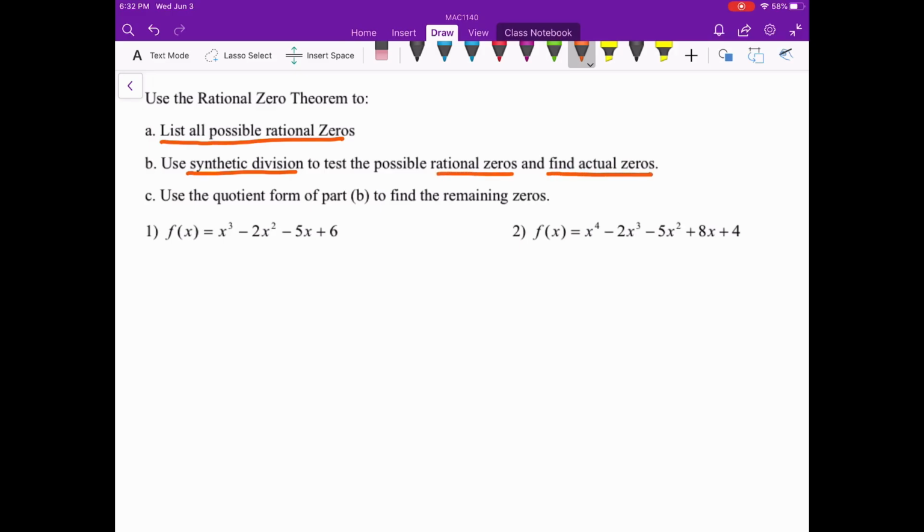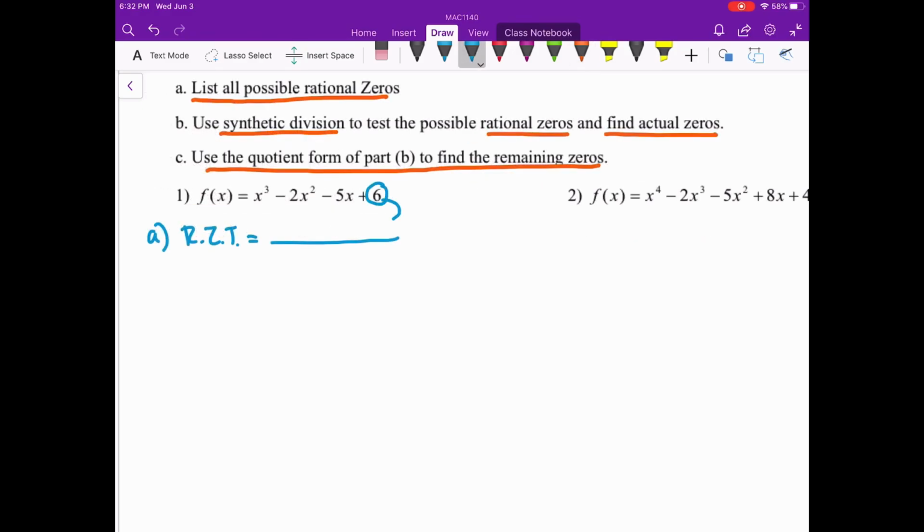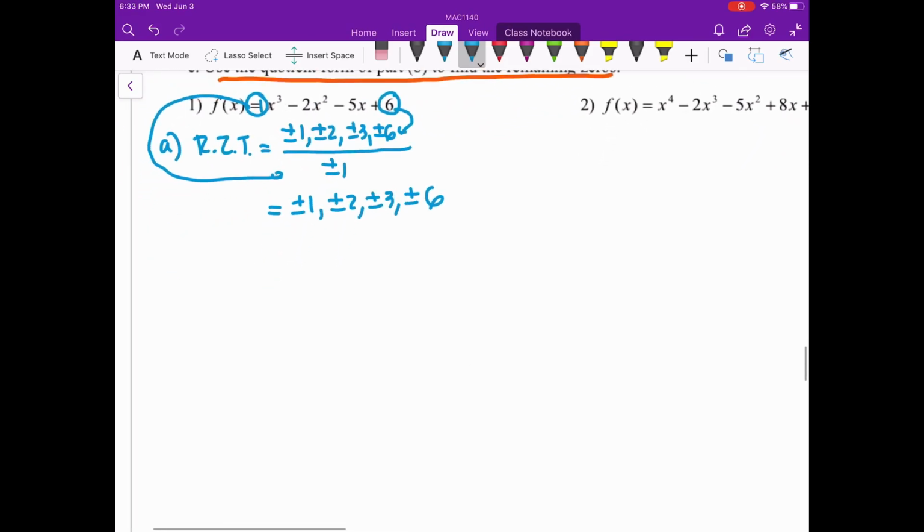How can I use synthetic division? How can I know it's a zero? If once you try with a number, you end up with remainder 0, that tells you that that is a zero of that polynomial. And then it says use the quotient from part B to find the remaining zeros. Factors of the constant, factors of the leading coefficient. Now I'm going to try with synthetic division. As soon as I find the first zero, then I can stop and continue factoring.